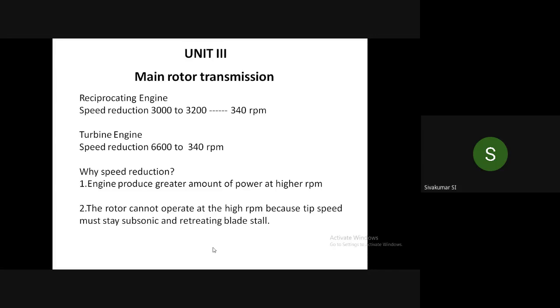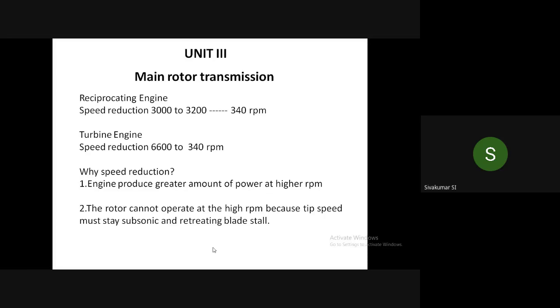The transmission system is one of the important systems in the helicopter, because we are transmitting the motion, that is the rotational motion, from the engine to the main rotor and the tail rotor. Okay. Because in an aeroplane we do not have a rotor transmission like that.